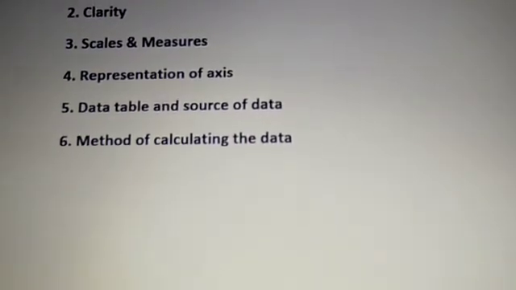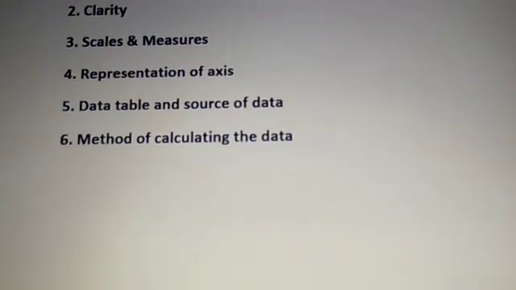So students, here we end the aspects which are to be considered while drawing a diagram.